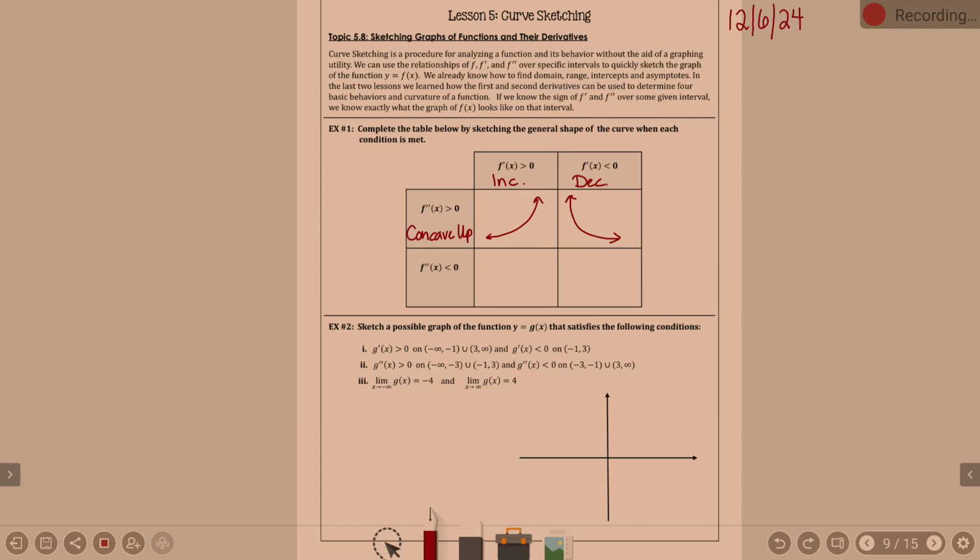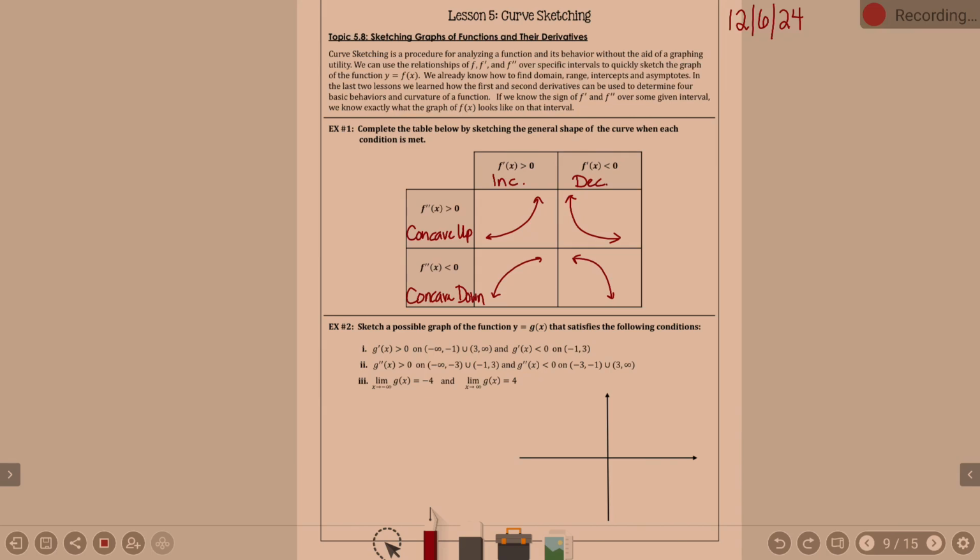Okay, bottom row is going to be second derivative less than 0, so concave down. Can you visualize? Concave down and increasing, like this. And concave down and decreasing. The other way, yeah. It's kind of really the other half if you think about putting it together.